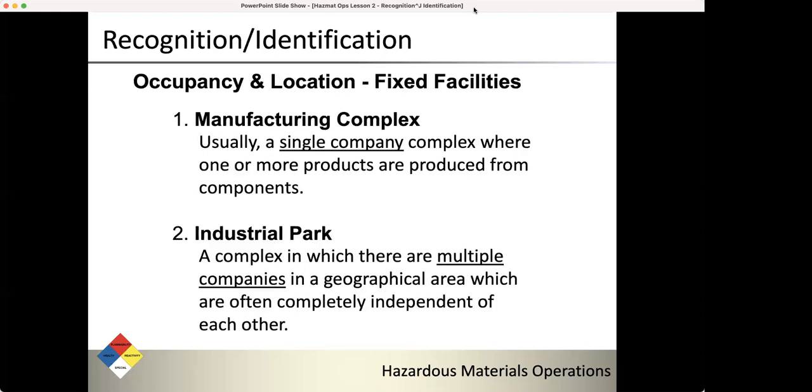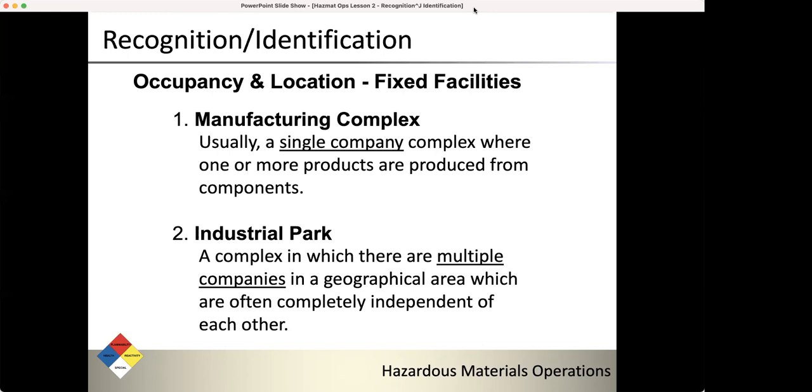So occupancy and location. Let's talk about fixed facilities first. That's mostly what we're talking about. So the occupancy, what does that mean? That is how a facility is being used. So is it a restaurant? Is it a warehouse? Is it a manufacturing facility, a hardware store, retail location, gas station? That is what the occupancy describes. The location is pretty obvious. Is it in a manufacturing complex, or is it an industrial park? 2 different things. You'll need to know those.